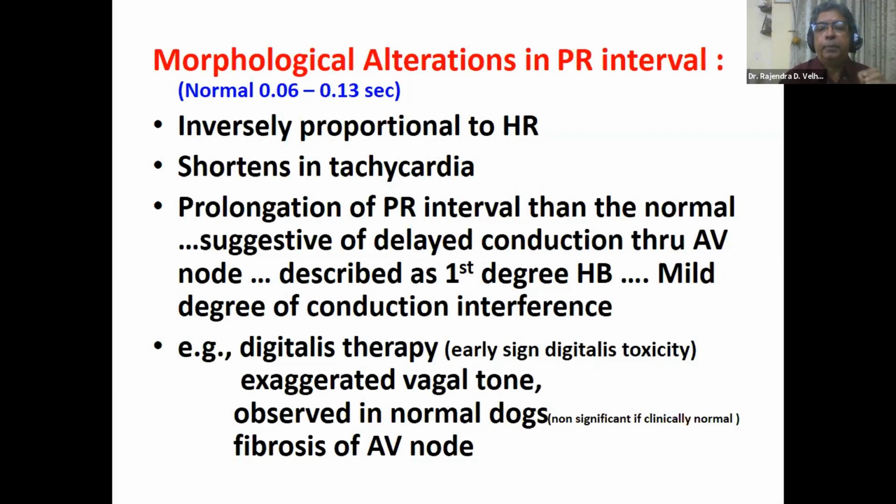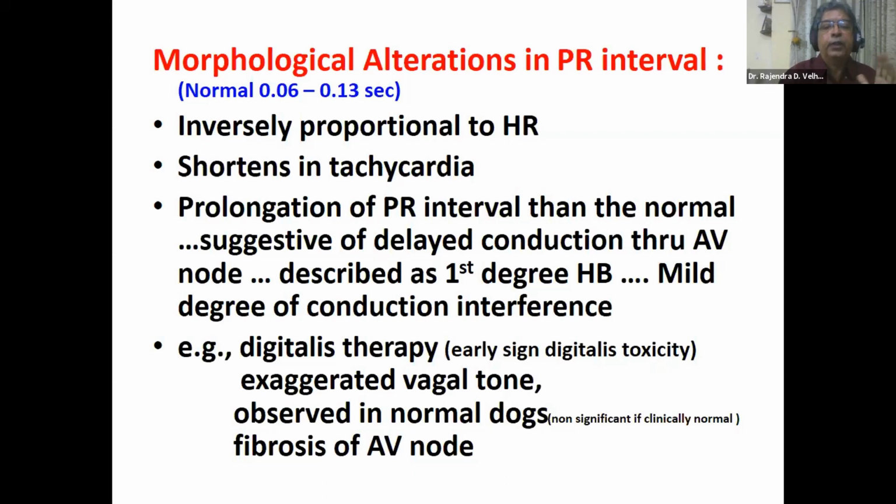Now, prolongation of the PR interval can occur, and when there is a prolongation of the PR interval beyond the normal, it suggests that there is a delay in the conduction of the impulse through the AV node, and it is designated as first degree heart block. It is a mild degree of conduction interference. So the prolongation of the PR interval beyond the normal limit is suggestive of first degree heart block and only suggests delayed conduction through the AV node.